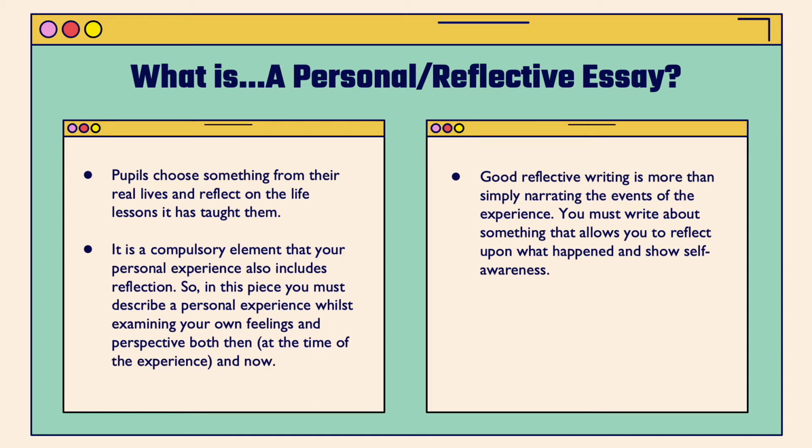Reflection is a compulsory element of the personal essay, and this is where you need to think about what this experience has taught you and examine your own feelings and perspectives, both then, so at the time of the experience, and now. Good reflective writing is more than just simply narrating the events of the experience. You've got to write about something that allows you to reflect upon what happened and show self-awareness. So an event that has taught you something in your life or taught you a lesson or something that you've learned from, something that's had a significant impact on you as a person is generally a good way to go for the personal reflective essay.